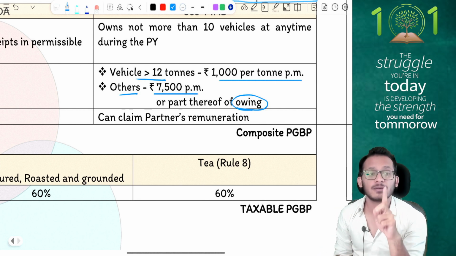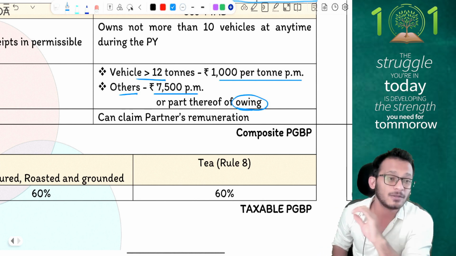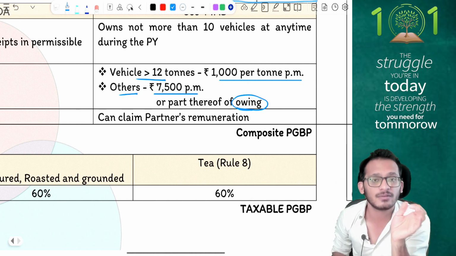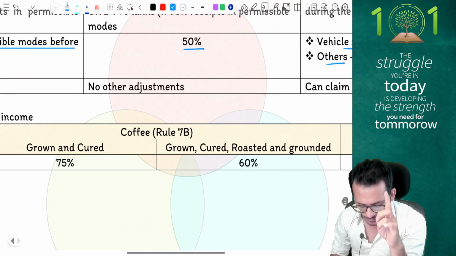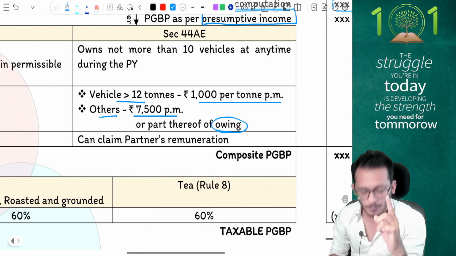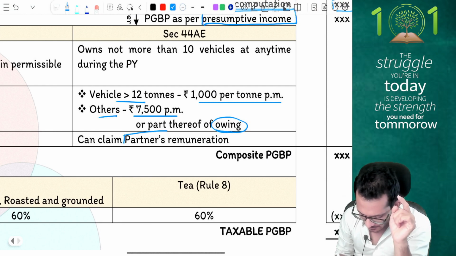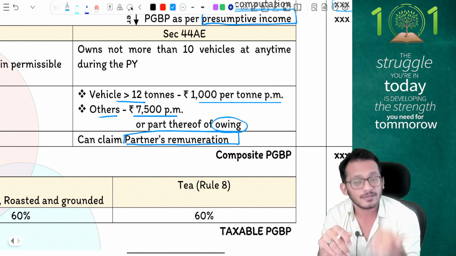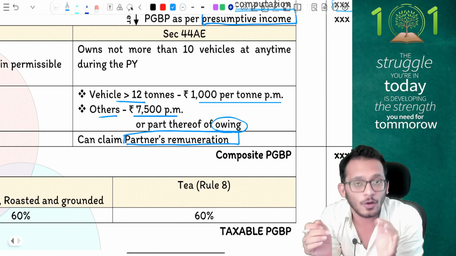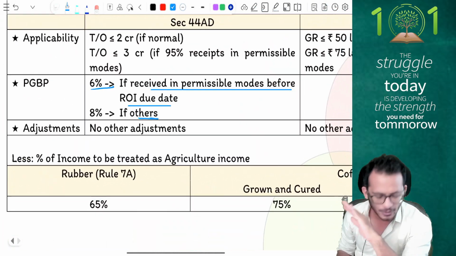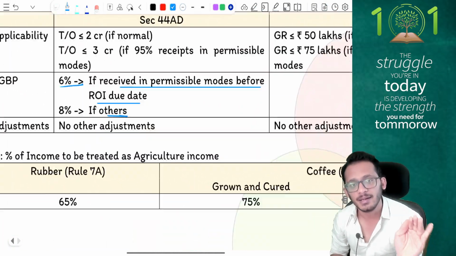Now, one thing to be noted, people: when you do presumptive income, no expenses, no disallowance, nothing will be taken into consideration. The numbers given above are the final answer, except for one item: if you're a transport operator under 44AE, you can still claim your partner's remuneration. Partner's interest and partner's salary are assumed as not being part of 44AE, so that alone can be claimed. But in 44AD and 44ADA, you will get no such adjustments.